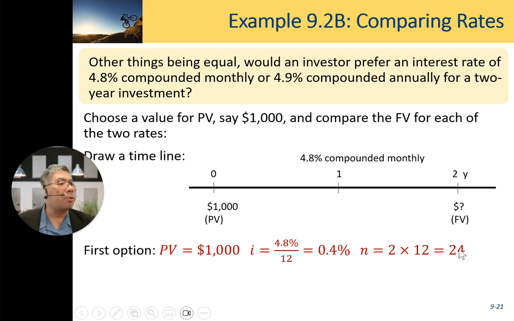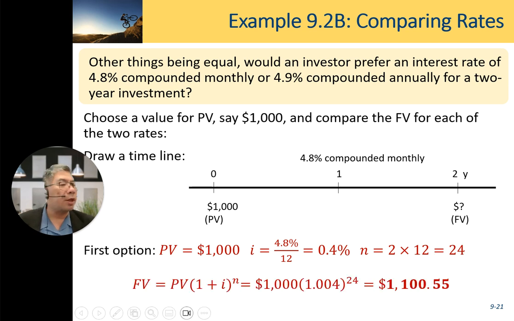Okay, 2 times 12, you get 24. The first option, then you plug in the numbers, you get 1100.55. That's for the first option.